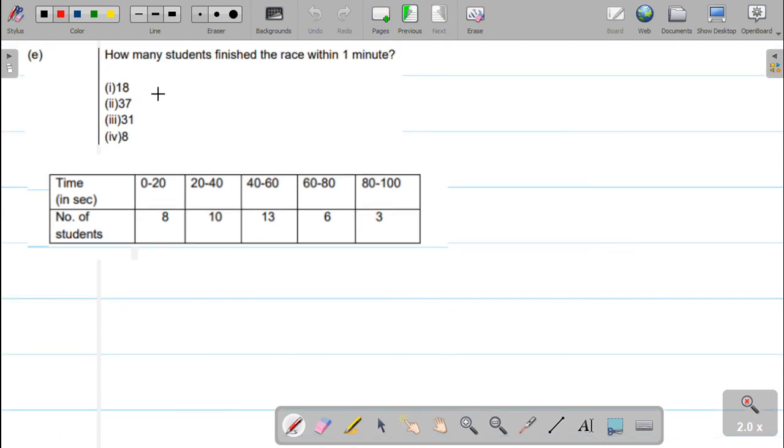Next one, how many students have finished the race within 1 minute? Within 1 minute, so all these students have finished the race within 1 minute. So they are in all 18 plus 13, 31 students.